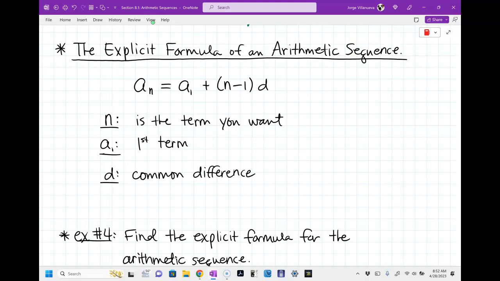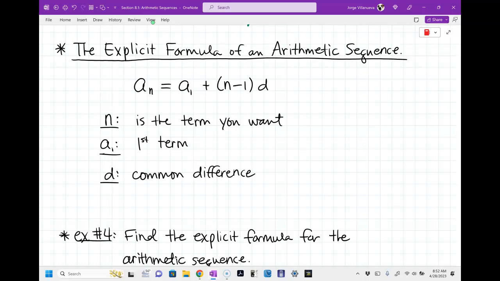So a sub n equals a sub 1 plus n minus 1 times d. N is the term you want, so a sub n would be the nth term. If you wrote a sub 10, that means you want the 10th term. If you wrote a sub 46, you want the 46th term, okay? So n is the term you want. A sub 1 is the first term. D is the common difference. Okay? So that's the formula that we're going to use to represent these things.